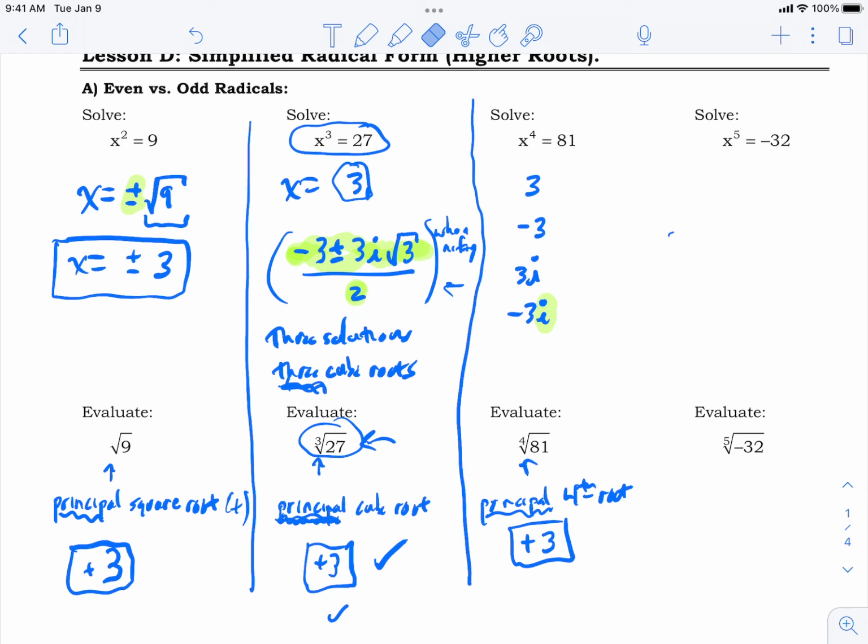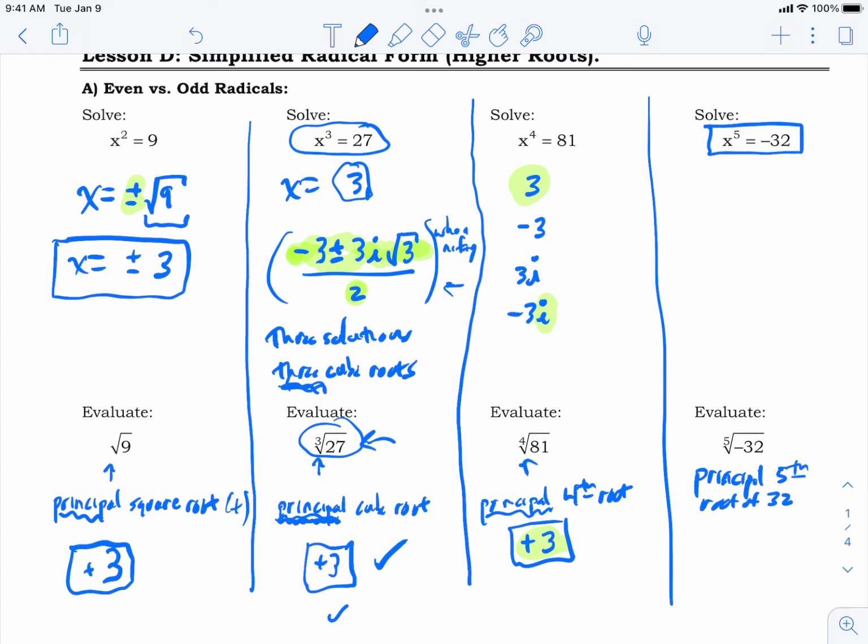But the principal root is this one. That's the principal root, okay? What do you want to call it? The obvious root? The good root? The nice root? I don't know what you want to call it. And just to finish the pattern here, this would mean the principal fifth root of 32.